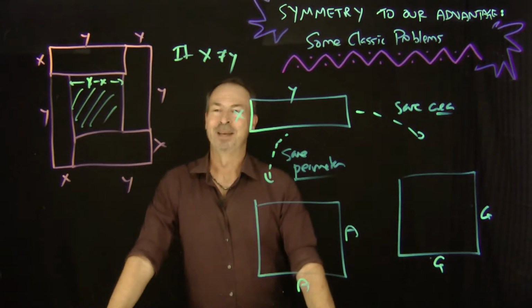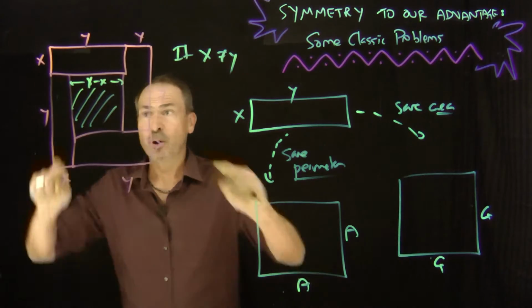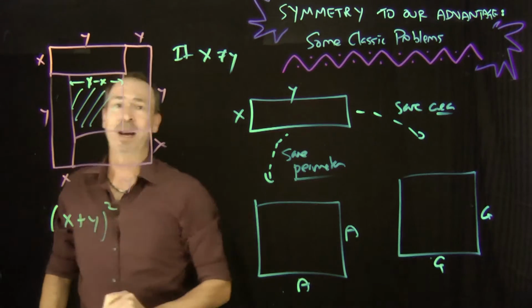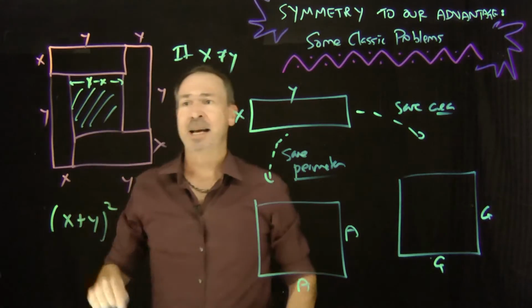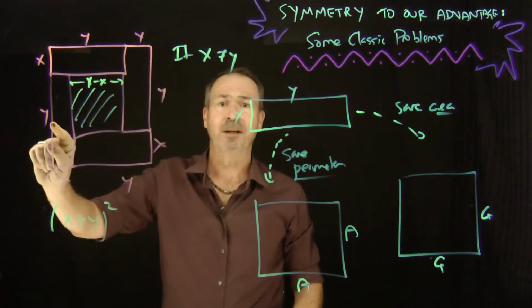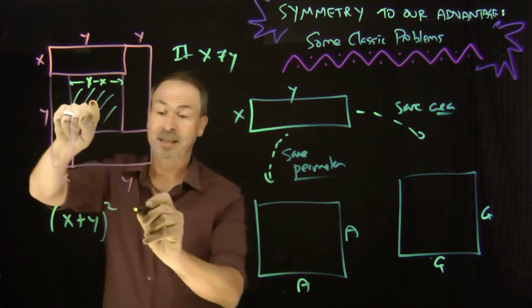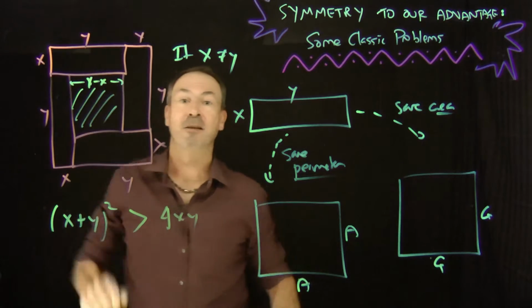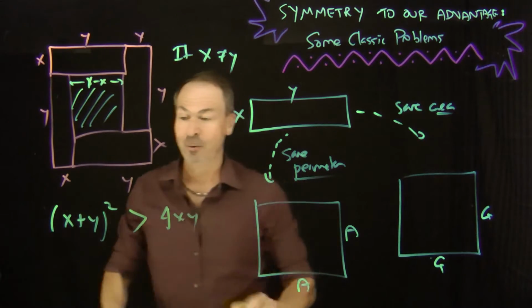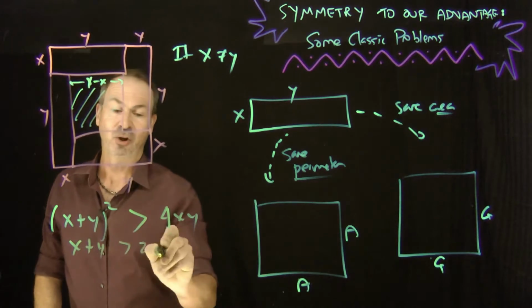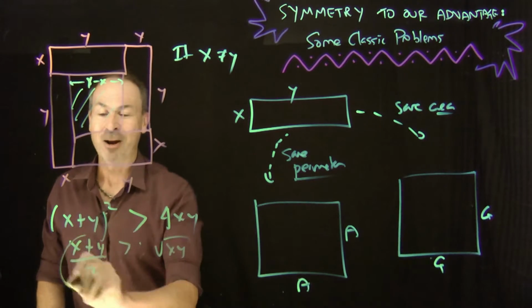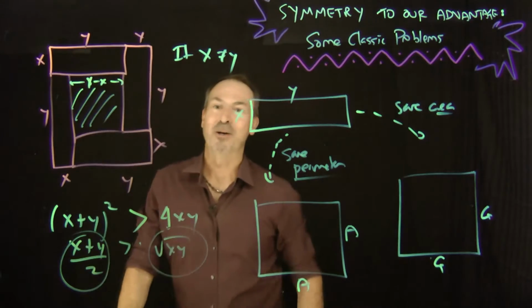Fine. Now let's play with this picture. I've got a great big square of area x plus y squared. Clearly this whole area is bigger than the area of just the 4 rectangles combined, because I've got that space in the middle. So it's definitely bigger than the areas of the 4 copies of each rectangle. It's bigger than 4xy. Take square roots, I can now see that x plus y is bigger than 2 root xy. Divide by 2, I can now see the arithmetic mean is bigger than the geometric mean.